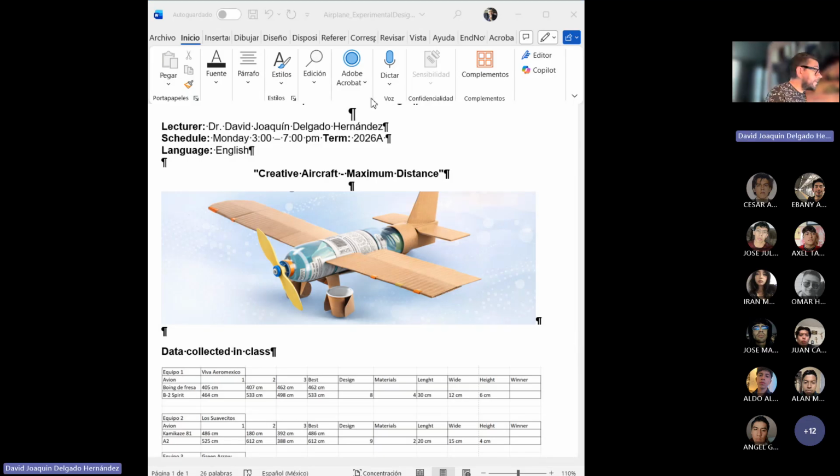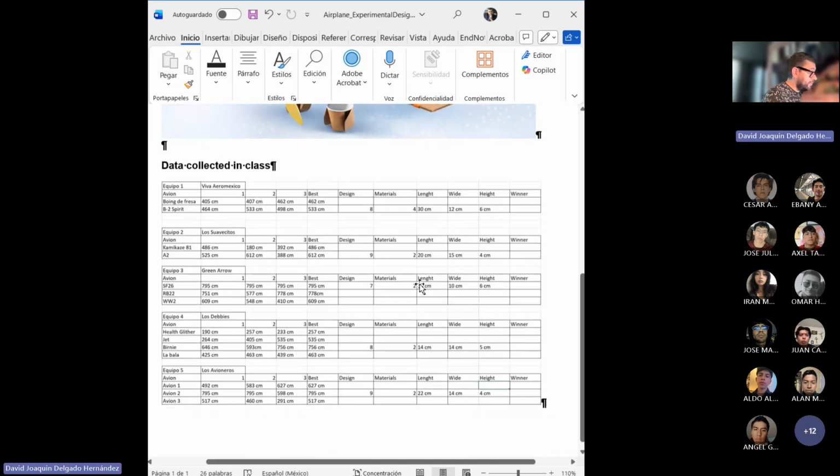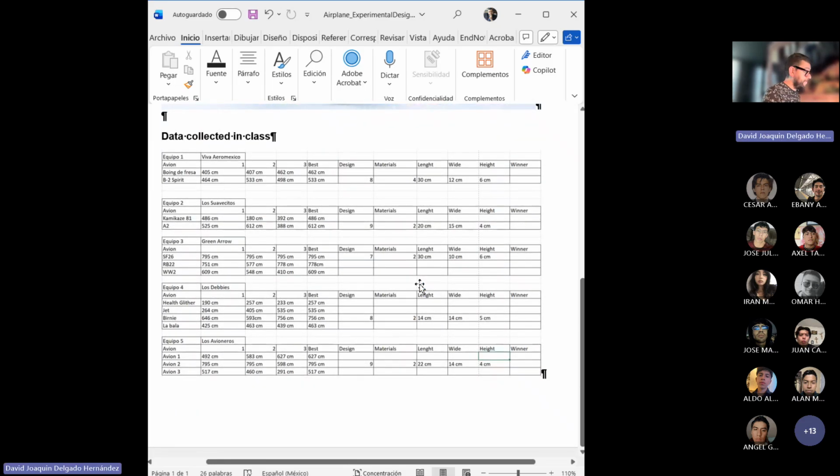So, here we have the results that we collected last week. As you can see, there are five different teams. The first one is Viva Aeroméxico. The second one, Los Suavecitos. The third one, it is Green Arrow. Then Los Devis. And finally, Los Avioneros.